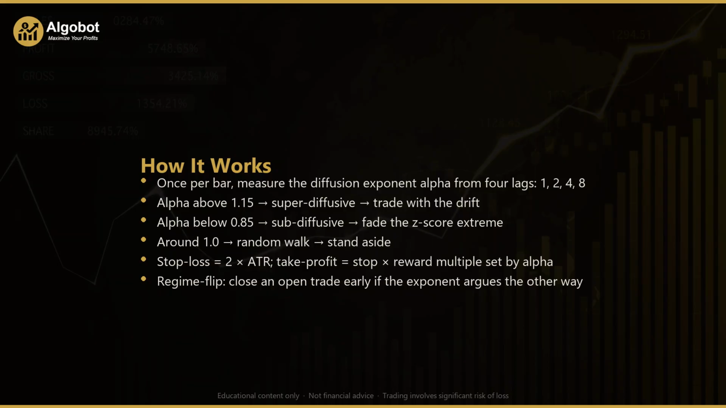Risk is handled the same way for every trade. The stop loss is placed at a multiple of ATR, 2 times ATR by default, so it adapts to current volatility. The take profit is the stop distance multiplied by a reward figure that itself depends on alpha. Strongly trending readings widen the target up toward 3 times the risk. Snappy mean reverting readings tighten it down toward around 1 times the risk or less. Finally, if an open position ever finds the exponent arguing the opposite direction, the strategy closes it early. That adaptive exit is what lets one engine trend in one regime and revert in another.